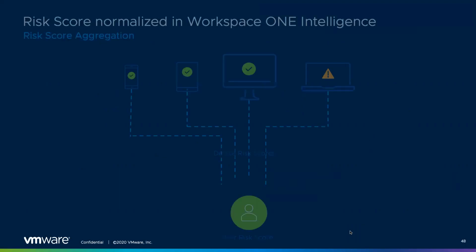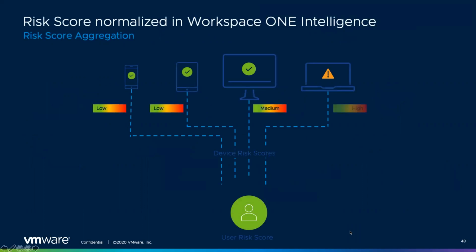So here's an example of what it would look like. An end user might have a mobile device, a tablet, a desktop, and a laptop. And although the mobile device and the tablet are low risk, they may have done something on their desktop which increased their risk to medium, and they may have perhaps malware that's detected through Carbon Black on their laptop, which has increased their risk score. So the devices themselves have a risk score, but overall you'll see that at the bottom the user's risk score has been increased to high, and we can take automated action against that user now that we know that their risk score has changed.